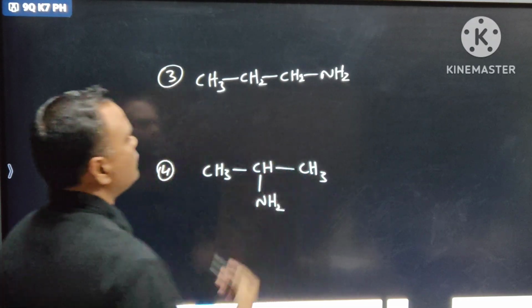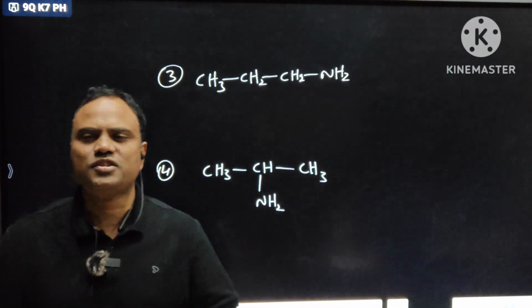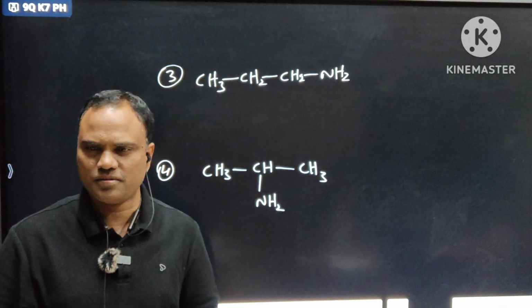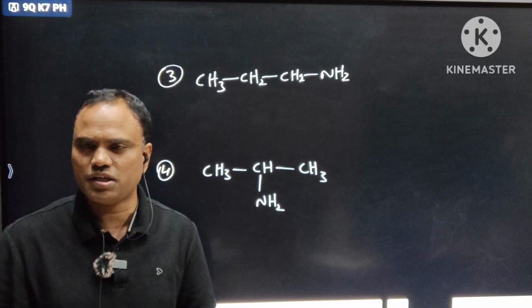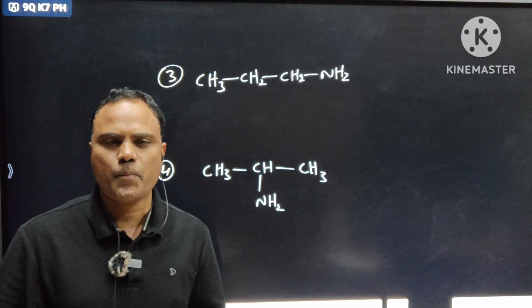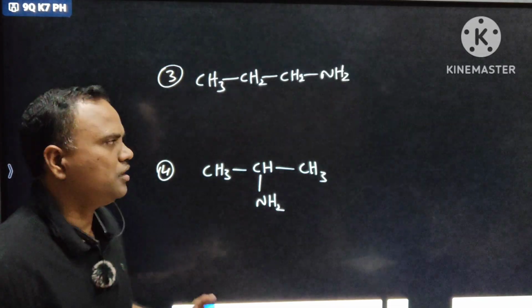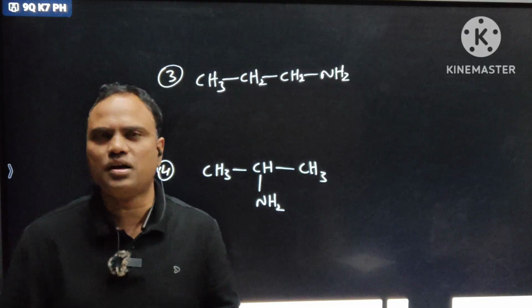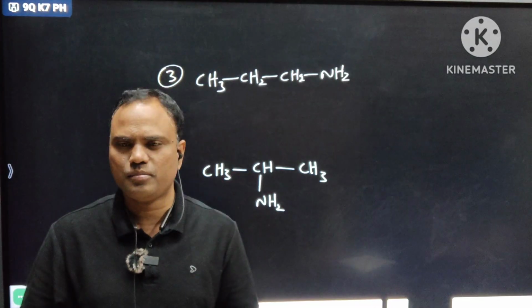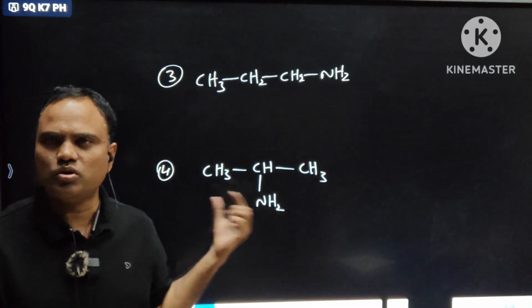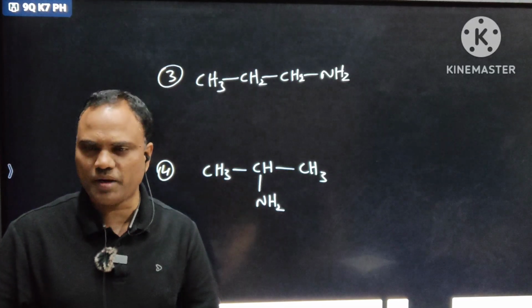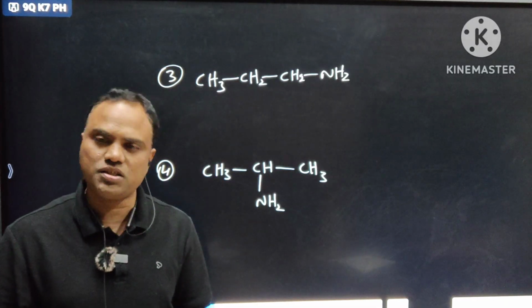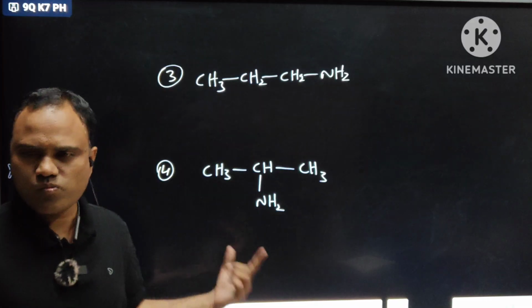Observe these two examples. In both, we have 3 carbons, so the root word is propa. Prop plus N plus amine: propanamine. Here also, how many carbons are present? 3 carbons. Prop plus N plus amine: propanamine. But what is the difference between these two?